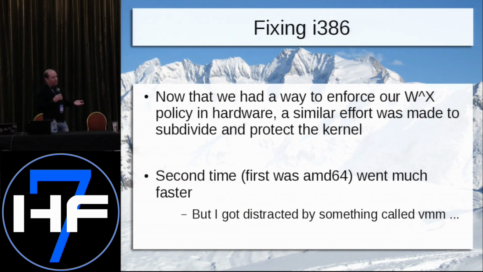Okay, so now we're in a similar situation for i386 that we had with AMD64. Now we have all the tools available to go and enforce the regions appropriately, figure out which regions need which permissions. So we're going to subdivide the kernel like we did last time. i386 went a lot faster than AMD64 because the second time you do something, you're usually better at it. But I got distracted by working on the hypervisor, so it kind of languished for a while.